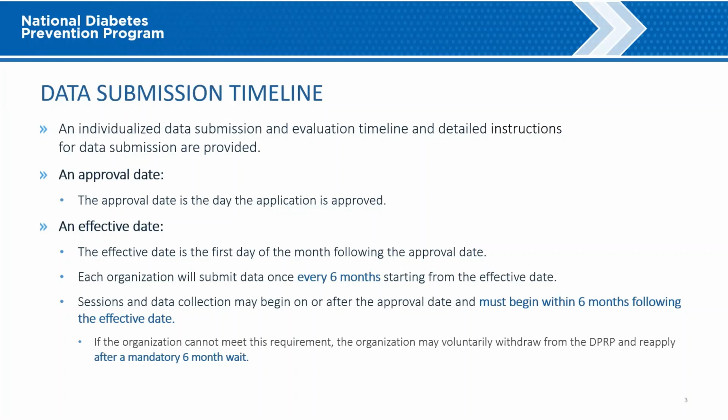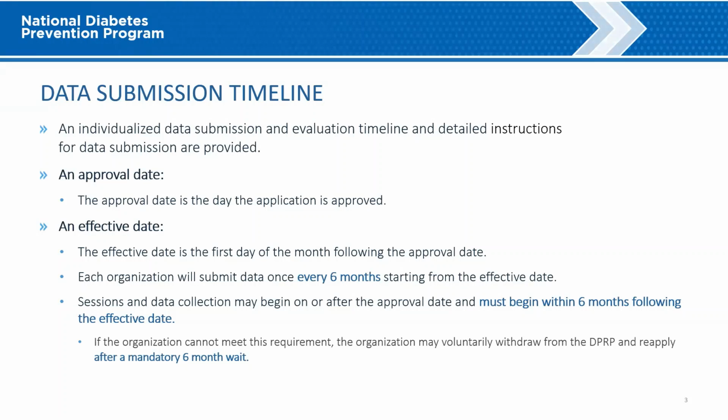Data submission timeline. Once an organization's application for CDC recognition is approved, the DPRP will send a data submission and evaluation timeline specific to the organization. Once the individualized timeline is received, there are a few important dates to keep in mind. The approval date is the date the application was approved. The effective date is the first day of the month following the approval date. Organizations will submit data every 6 months, starting from the effective date.